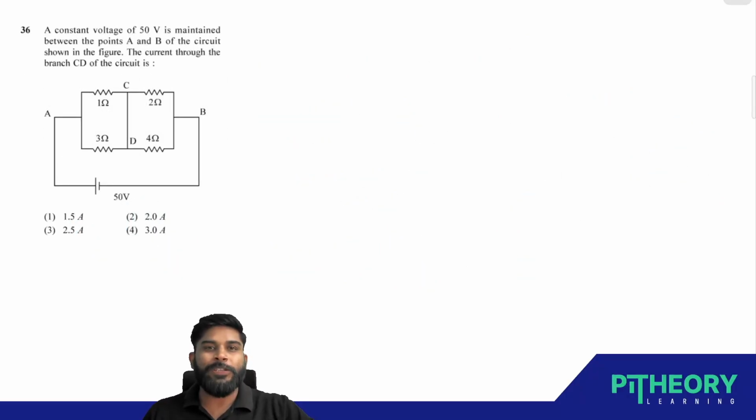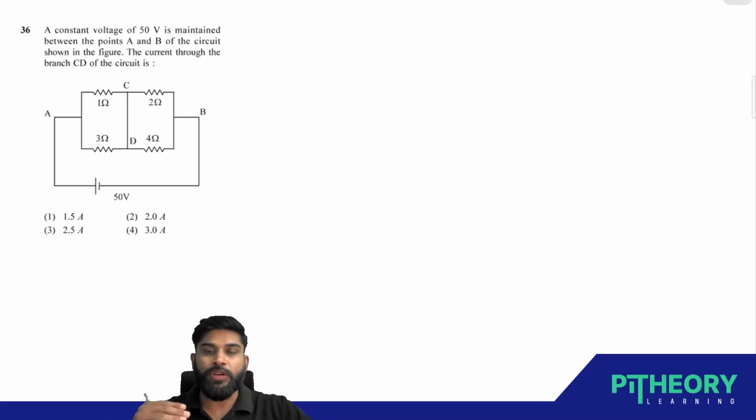So here we go, question number 36. A constant voltage of 50 volts is maintained between the points A and B of the circuit shown in the figure. What is the current through the branch CD of the circuit? All right. This question is actually very straightforward and simple, where effectively we are considering series and parallel combinations of resistors.